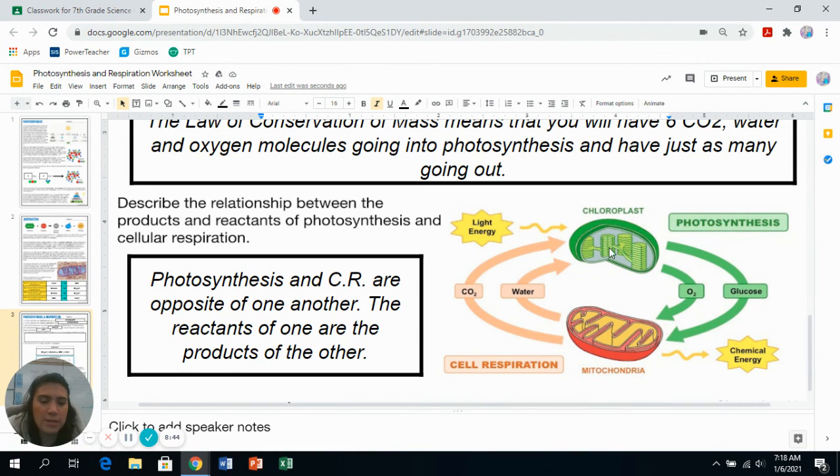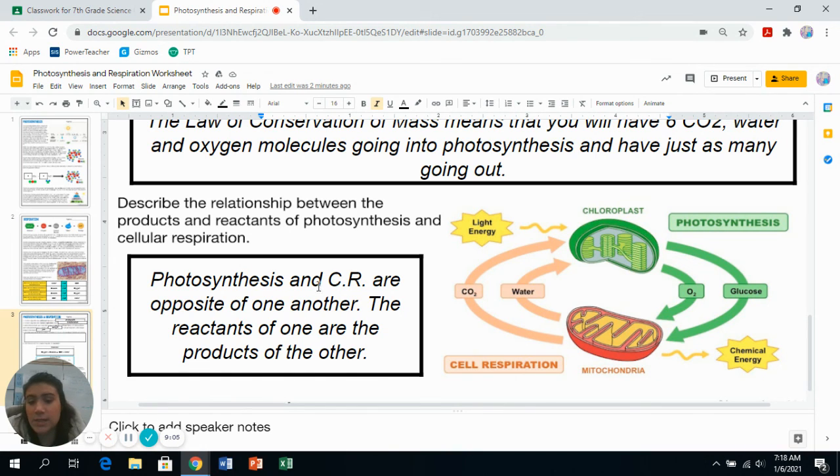We have the chloroplast, which is photosynthesis. O2 goes in, glucose goes in to the mitochondria because we take those things in when we breathe. And then we expel water and CO2. And those things are needed to go into photosynthesis. So without one, the other does not exist.